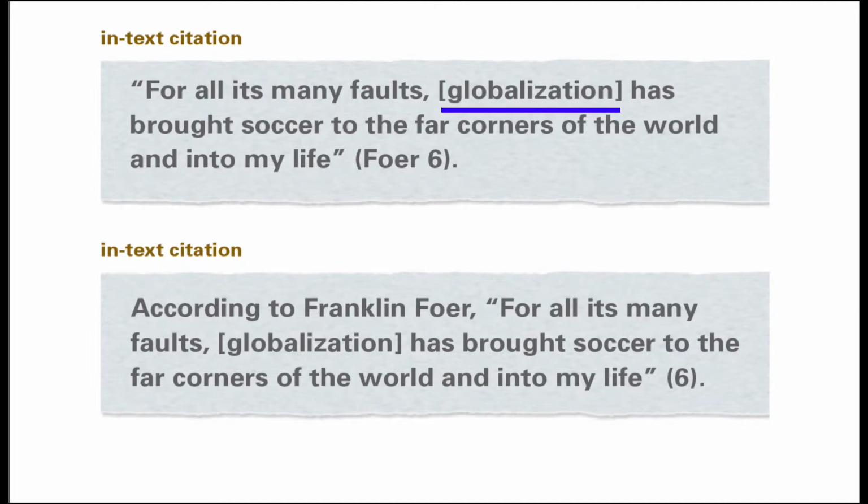Notice the use of square brackets around globalization. The brackets mean that the word globalization is not the original word in the quotation. Globalization replaces the pronoun it, whose antecedent is in a previous sentence that has not been included here, and that makes it necessary to use the antecedent here in place of the pronoun it. Notice that the sentence-ending punctuation, the period here, comes after the parenthetical citation and not within the quotation marks.